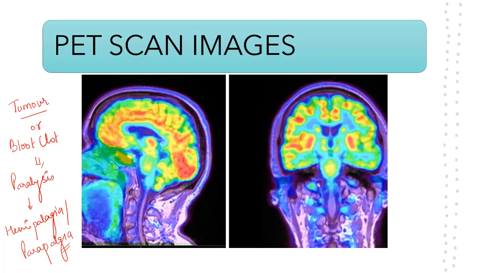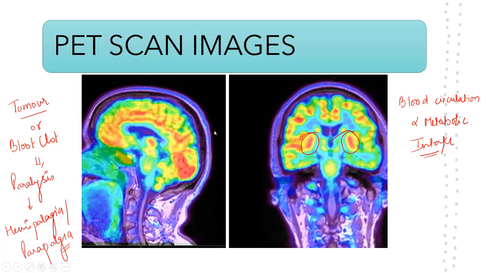So this is a PET scan image. The part which is glowing is because of the metabolic intake. The blood circulation is directly proportional to metabolic intake. The part which is highly metabolically active is shown here. Like this you can see.